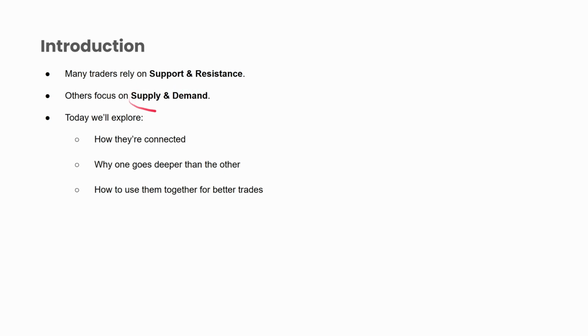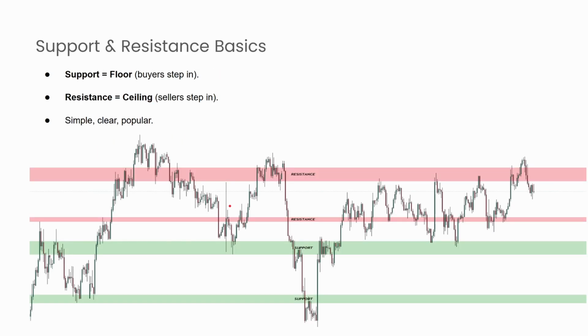And then we shall go to supply and demand and see actually what is this animal called supply and what this other animal that is called demand. Today we will explore all this and their differences. So we are going to see how they are connected to each other, why one goes deeper than the other, and we shall see which one is stronger. Is it support and resistance or supply and demand? With reasons, of course. And we are going also to get to understand how to use them both for better trades. Let us look at support and resistance first.